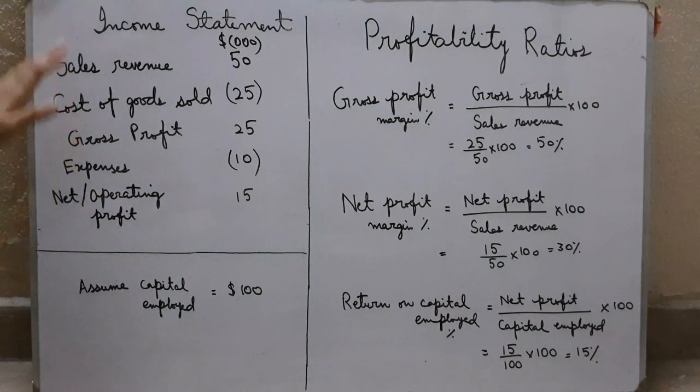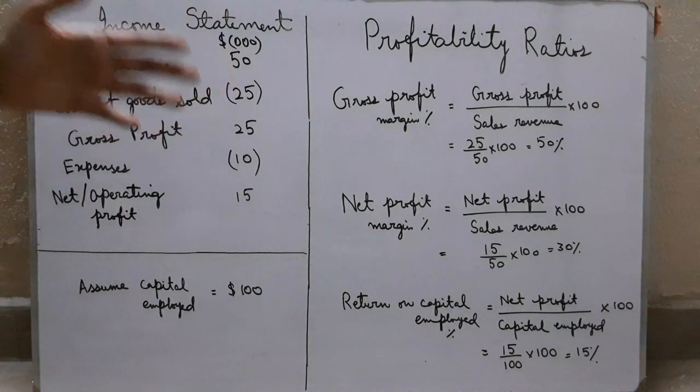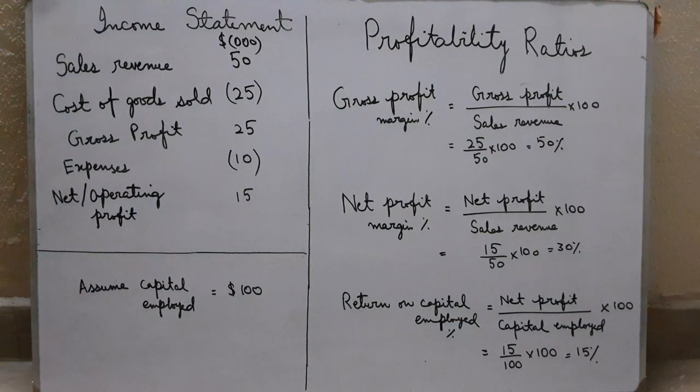So this is how you have to comment on this answer if it improves. And if it decreases, then of course you will just put the opposite case which I've just explained. You will just write the opposite of that. This is how you have to comment on gross profit margin.